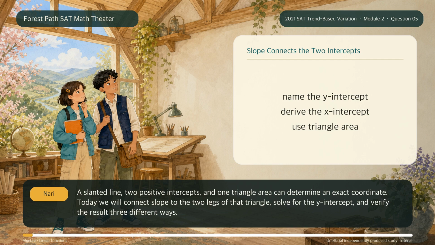Slanted line, 2 positive intercepts, and 1 triangle area can determine an exact coordinate. Today we will connect slope to the 2 legs of that triangle, solve for the y-intercept, and verify the result 3 different ways.